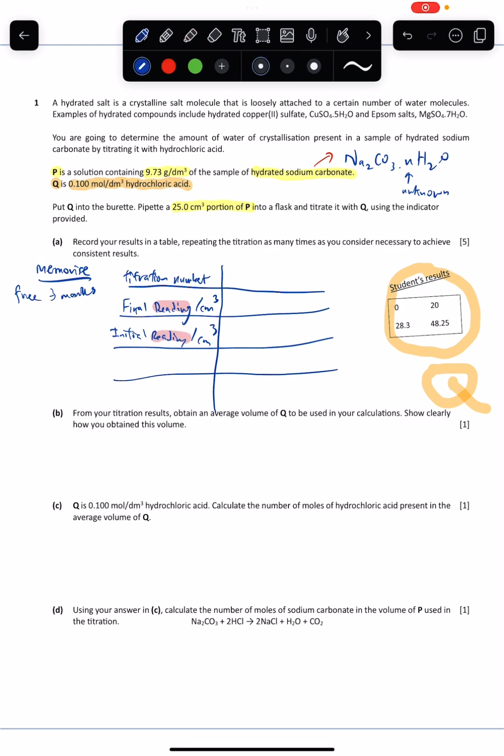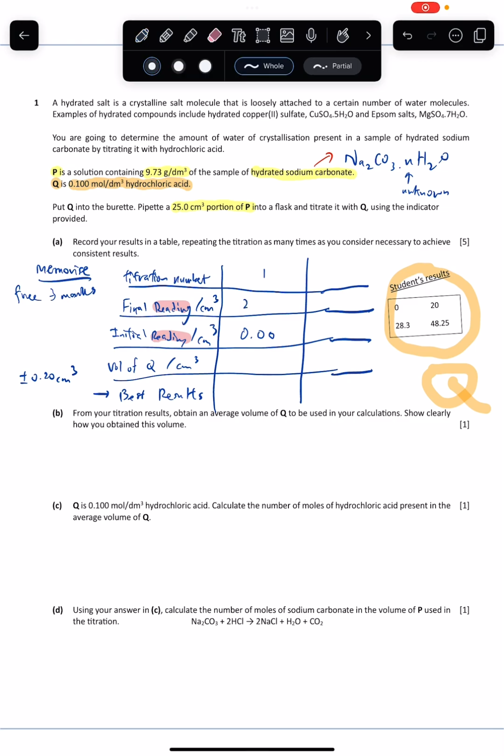Then after that is the volume of Q used. And lastly, best result. Recap, best result means plus minus 0.20 cm cube difference. So first result, apparently this student says 0. Okay, sure, 0.00. You cannot write 0, it must be 2 dp.